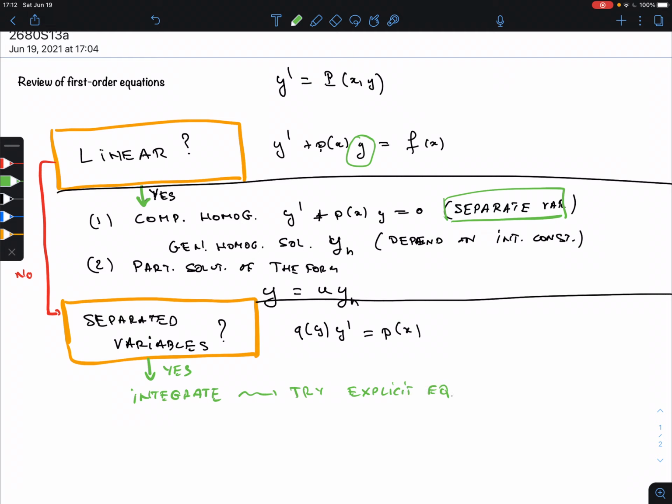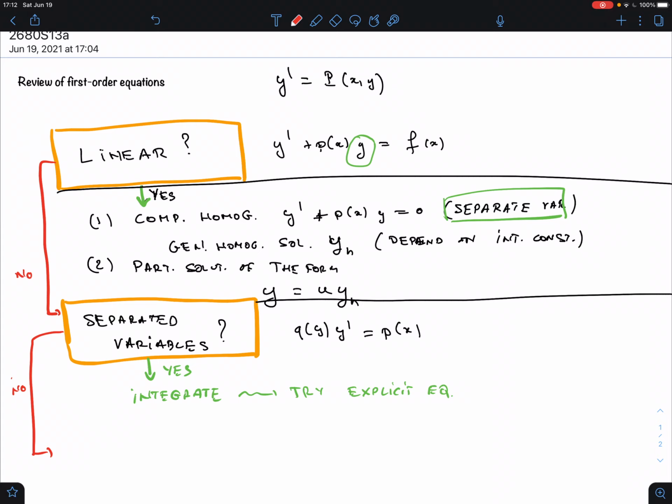Also, when you solve separated variable equations, you solve it at once. There's no homogeneous or anything like that. You solve it. You always have, of course, an integration constant. Okay. So what if this is not the case? So again, suppose we are no. What is the next thing we'll do?